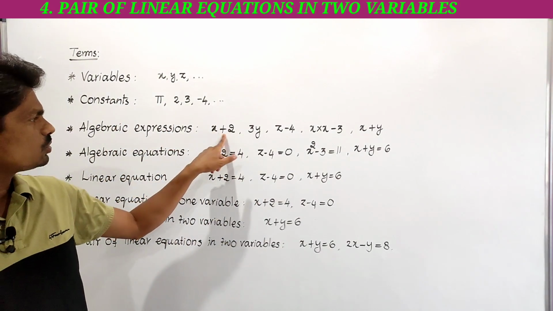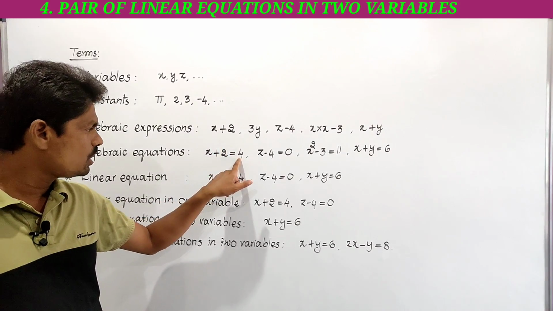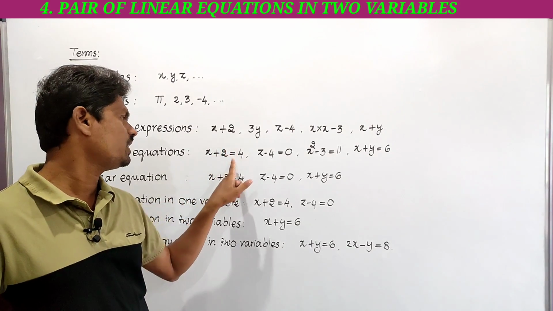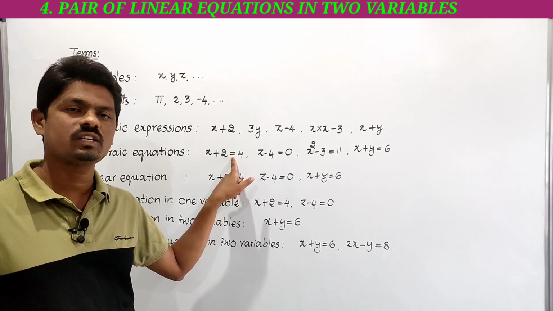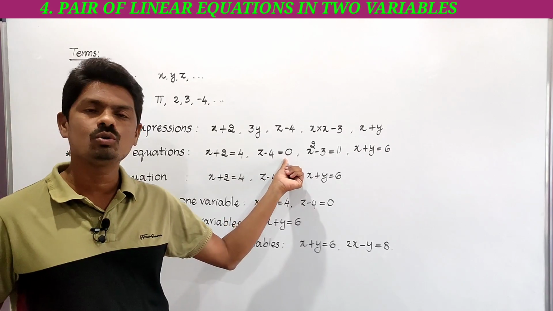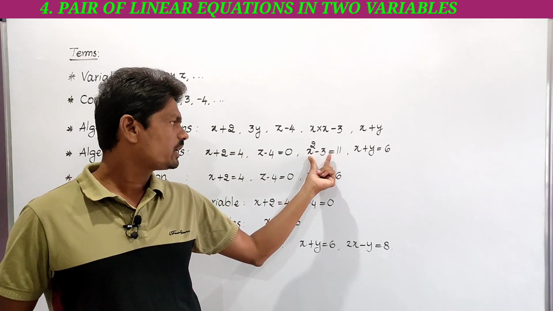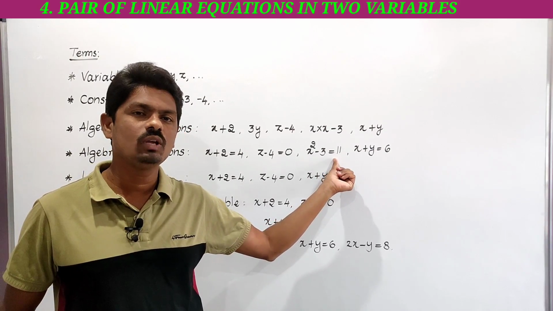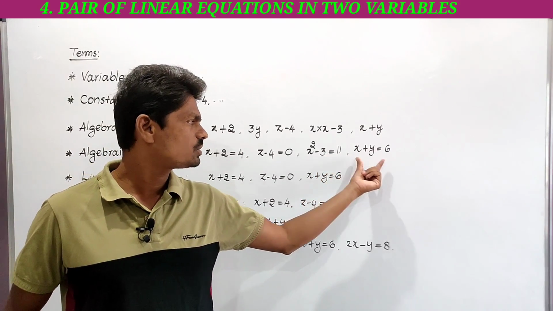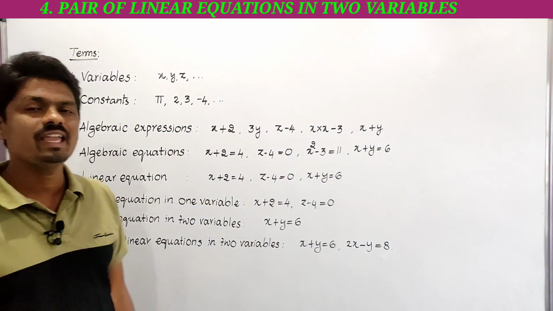So here x plus 2 is an algebraic expression, whereas x plus 2 equal to 4 is an algebraic equation. If there is an equality sign, this is the equality sign. In the same way, z minus 4 is equal to 0. It is also an algebraic equation. x square minus 3 equal to 11 is also an algebraic equation. x plus y equal to 6 is also an algebraic equation.